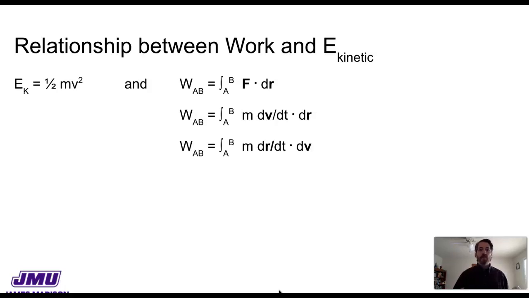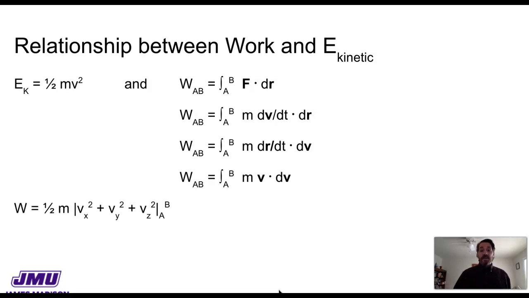This puts us in a position where we can replace the dr/dt with v, that is the instantaneous velocity of an object. So the work done on an object, or the working done by a force, is equal to the integral from A to B of mass times the instantaneous velocity dot dv. That integral means I need to evaluate 1/2 times the mass times v in the x direction squared as I travel from A to B, plus v in the y direction squared, plus v in the z direction squared.